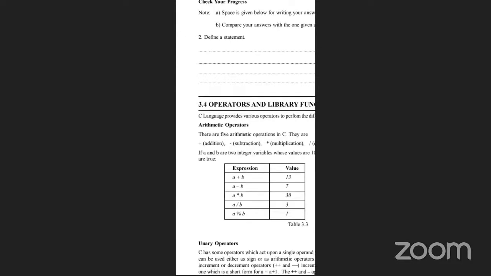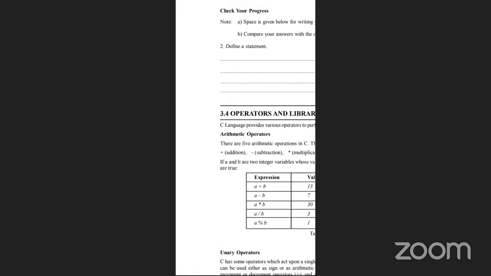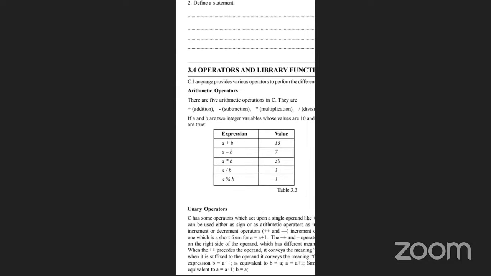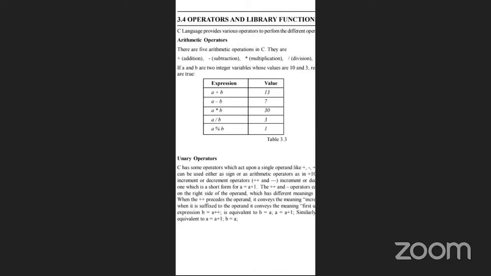Plus 32. Okay. So that is the basics of C language finished. And today I'm going to explain operators and library functions in C.